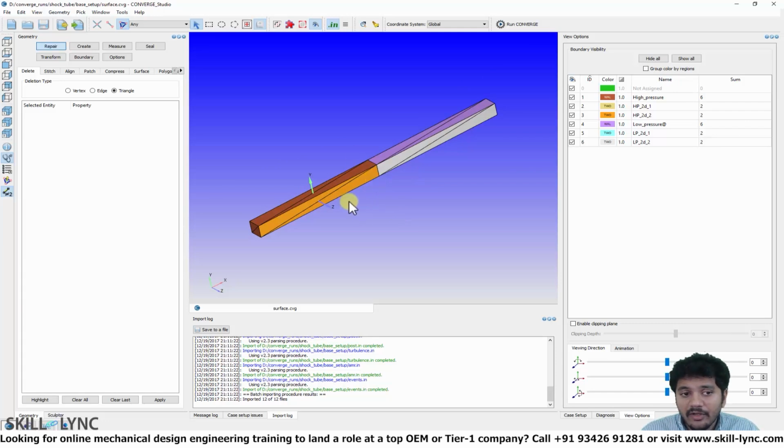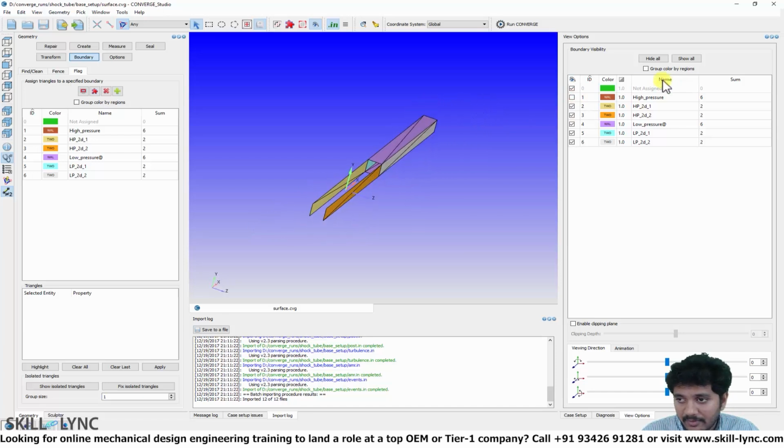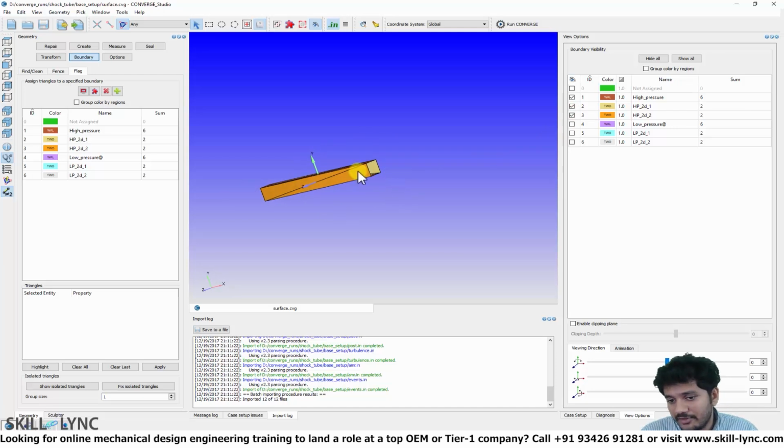When I flag the boundaries, I have a high pressure boundary, which is this guy. Maybe I can just hide it all and then show it one by one. So this is my high pressure boundary. And since this is a 2D simulation, I have my two 2D boundaries, and this entire thing is going to define your high pressure region, right?